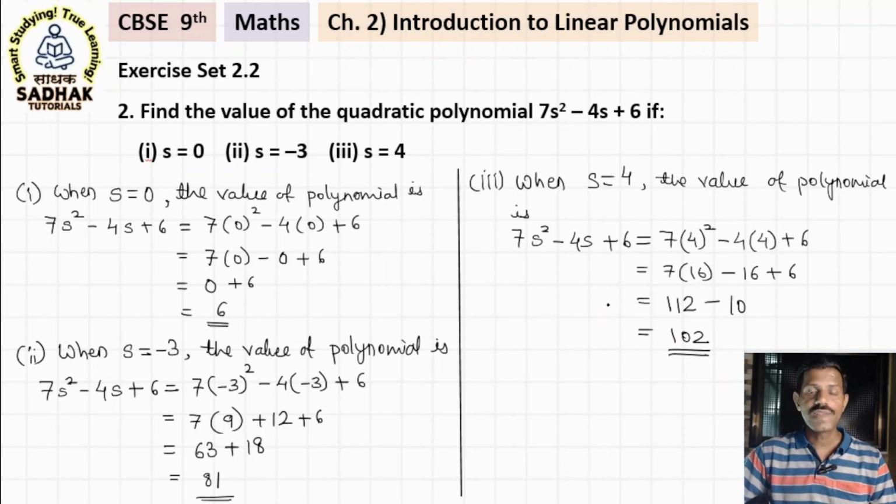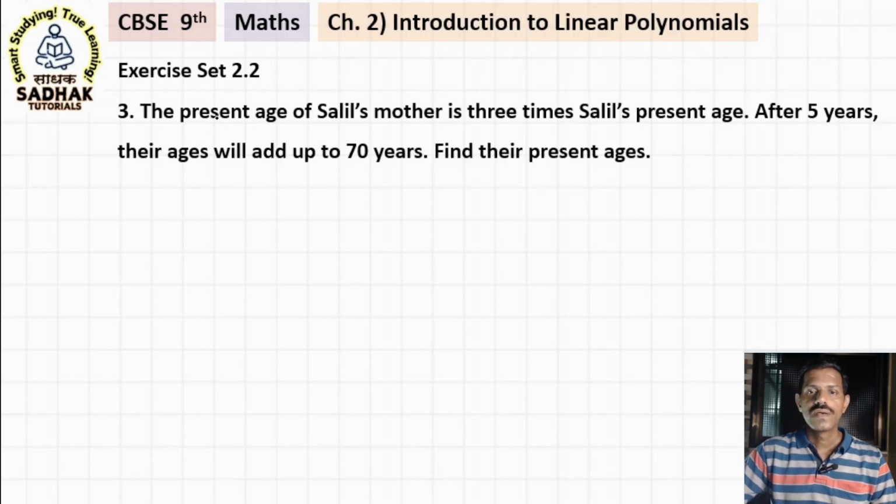Okay. So friends, that is the answer of question number 2 from exercise 2.2. Okay. Now let us go to question number 3 in this exercise. So here it is actually a word problem. The present age of Salil's mother. Okay. So we are talking about a person called Salil. His mother's present age is 3 times Salil's present age. After 5 years, their ages will add up to 70 years. Find their present ages. Okay.